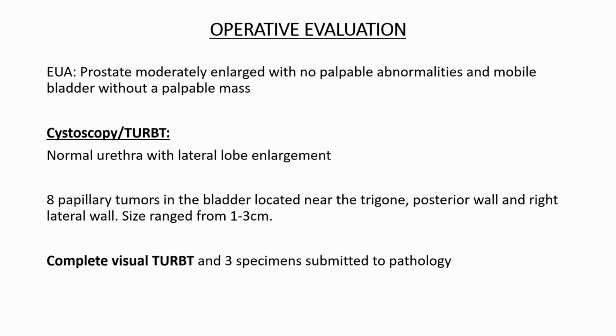Okay. So some details now about the surgery. EUA essentially unremarkable other than an enlarged prostate. The actual endoscopy, the urethra is normal, prostatic urethra is normal. So 8 papillary tumors are identified in the bladder. And you could see the locations. They were in several sites, and they ranged in size from 1 to 3 centimeters. A complete visual TURBT was performed, and they were submitted as 3 separate specimens.